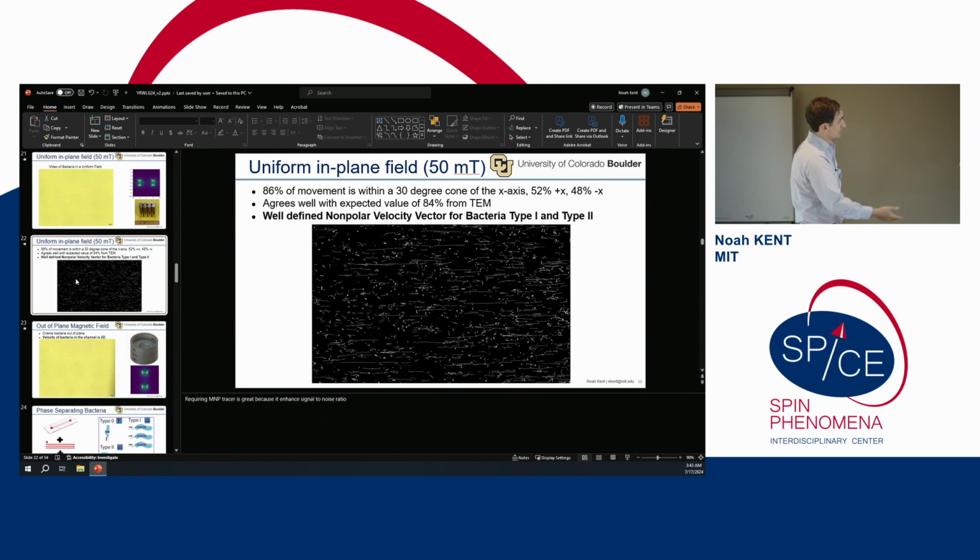What I found was 86% of the movement is in a 30-degree cone, which agrees really well with the 84% of bacteria I measured in TEM that should do that. And half of the bacteria were going in the plus x direction, half in the minus x direction. So now we have a well-defined nonpolar velocity vector for bacteria of type 1 and type 2.